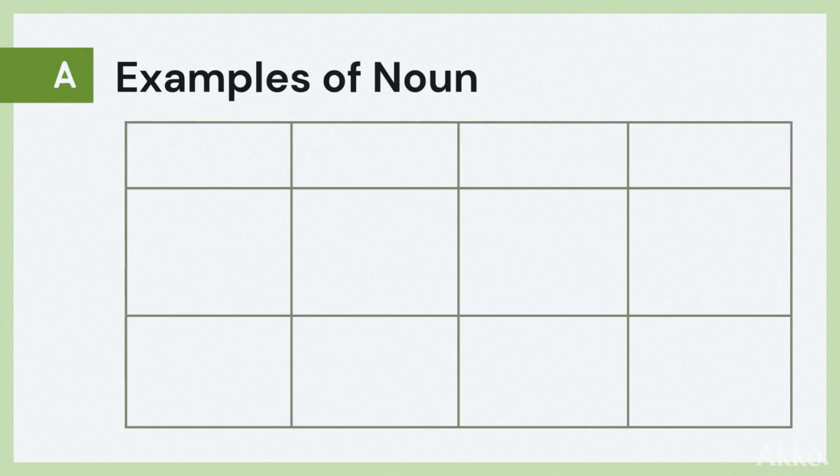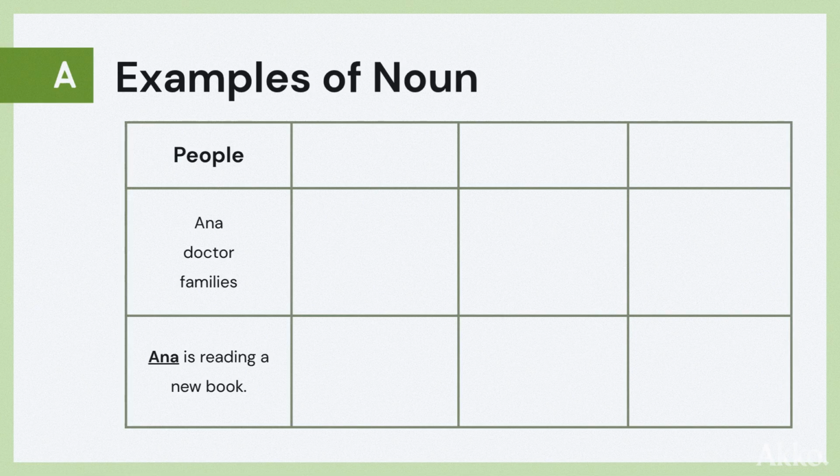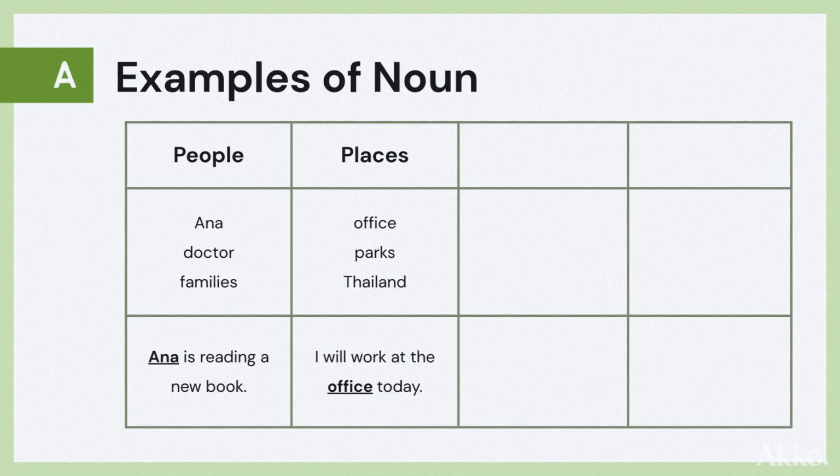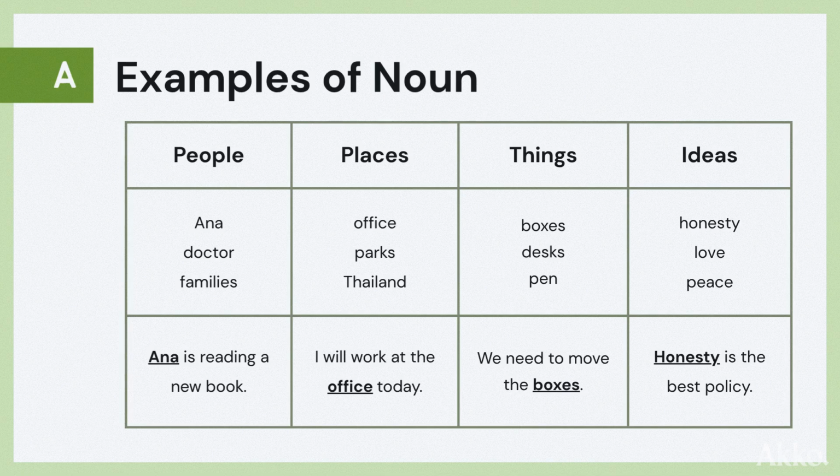Some examples are names like Anna. Anna is reading a new book. Office. I will work at the office today. Boxes. We need to move the boxes. And an idea, honesty. Honesty is the best policy.